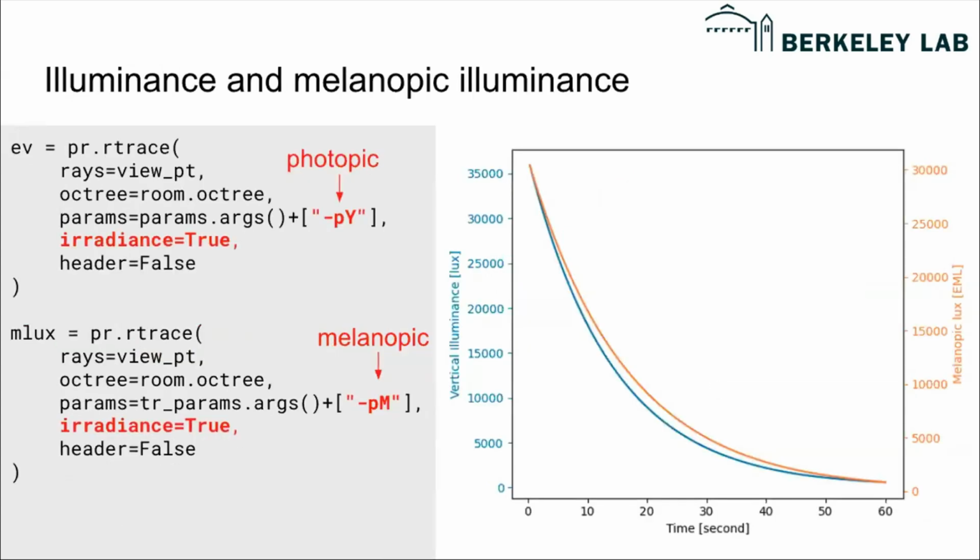And this is showing photopic illuminance and melanopic illuminance. So how you will get that data is also using rtrace. The key thing to know is that you turn on -PY for photopic illuminance, and then -PM for melanopic results. So on the plot, you're seeing illuminance versus time. Left is vertical illuminance photopic, and then on the right is the melanopic lux.